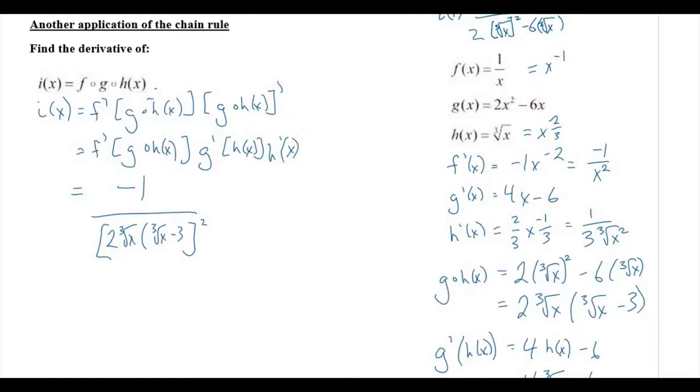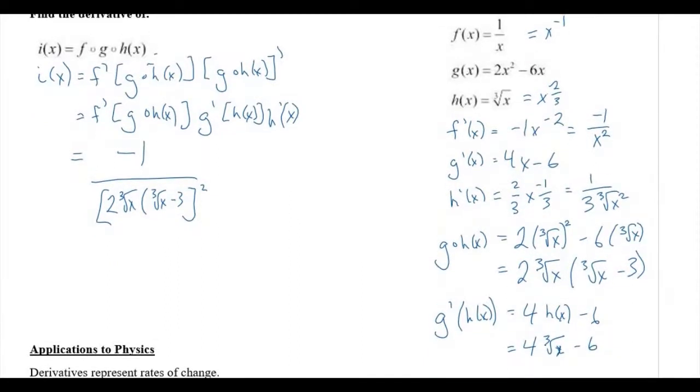The next part is g prime of h of x. We solved that at the side. That was 4 cube root x minus 6.